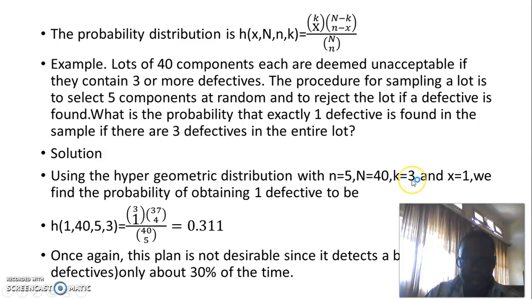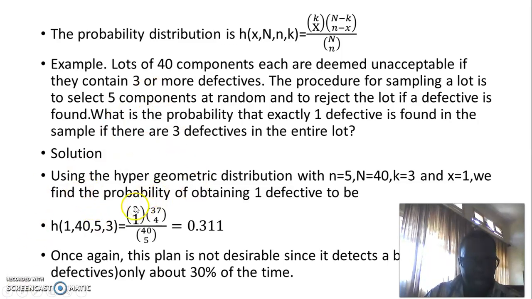So if x is equal to 1, our k is going to be equal to 3, because there are 3 or more defectives. Okay, our k is equal to 3, which is the number of defectives, and 1 is the number of defectives to be rejected if it is found in the experiment. So we find the probability of obtaining one defective to be probability of x equals 1, capital N equals 40, small n equals 5, and k equals 3.